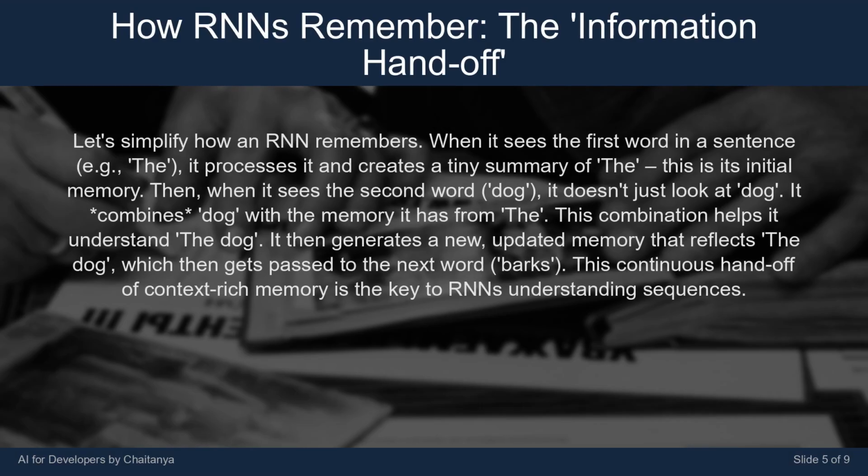Let's simplify how an RNN remembers. When it sees the first word in a sentence, e.g., the, it processes it and creates a tiny summary of the, this is its initial memory. Then, when it sees the second word, dog, it doesn't just look at dog. It combines dog with the memory it has from the. This combination helps it understand the dog. It then generates a new, updated memory that reflects the dog, which then gets passed to the next word, barks. This continuous handoff of context-rich memory is the key to RNNs understanding sequences.